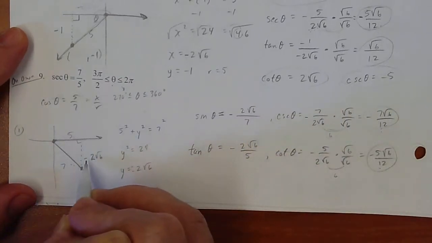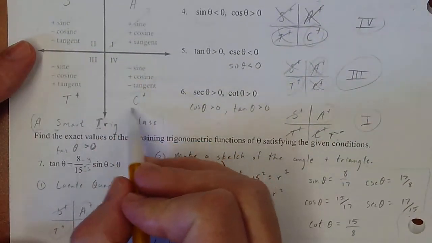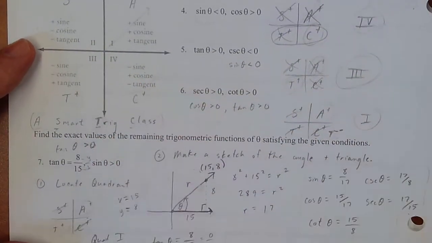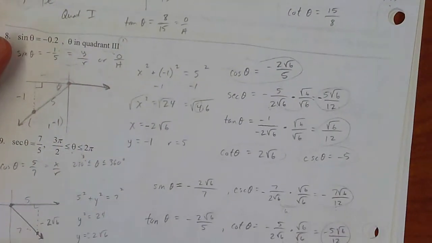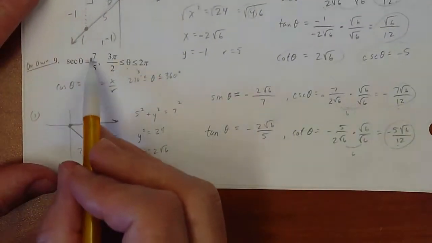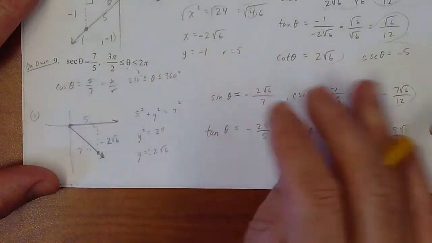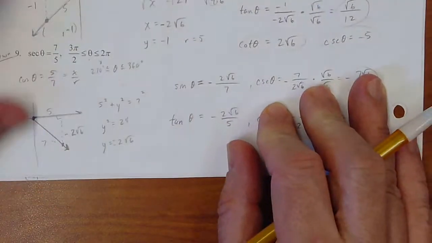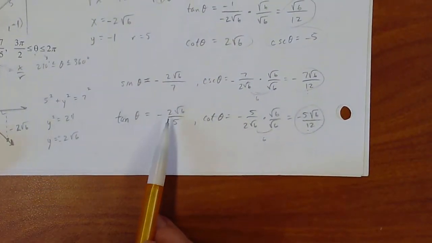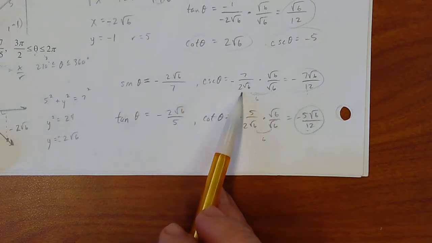But if you forgot to put your sign in there, go back to your rules. Only cosine's positive. Okay, everything else is going to be negative, and that's what you should see when you do this, because the secant and cosine were the only ones that were positive. Everything else is negative.